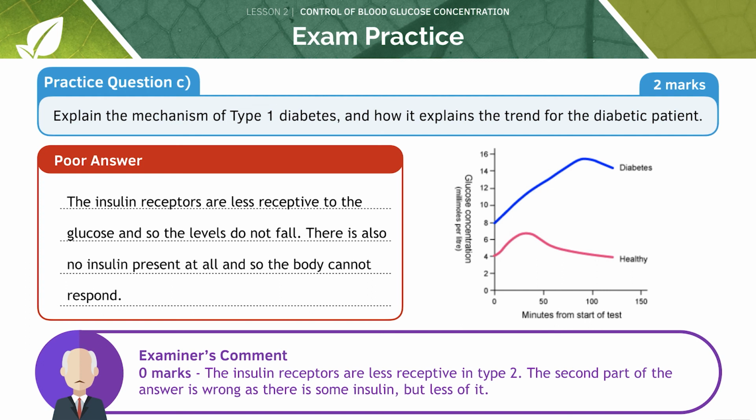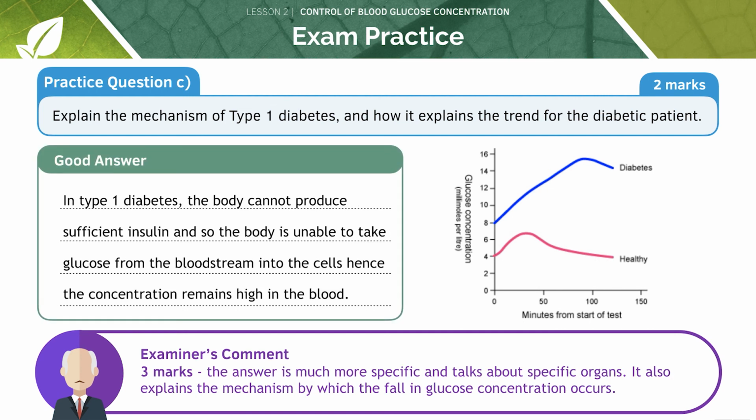Okay, so let's have a look at an example of a poor answer. The insulin receptors are less receptive to the glucose and so the levels do not fall. There is also no insulin present at all and so the body cannot respond. Okay, so this is just wrong because the first sentence relates to type 2 diabetes and the second sentence almost relates to type 1, but it's not true because it's not that there's no insulin present at all, it's that there is less of it.